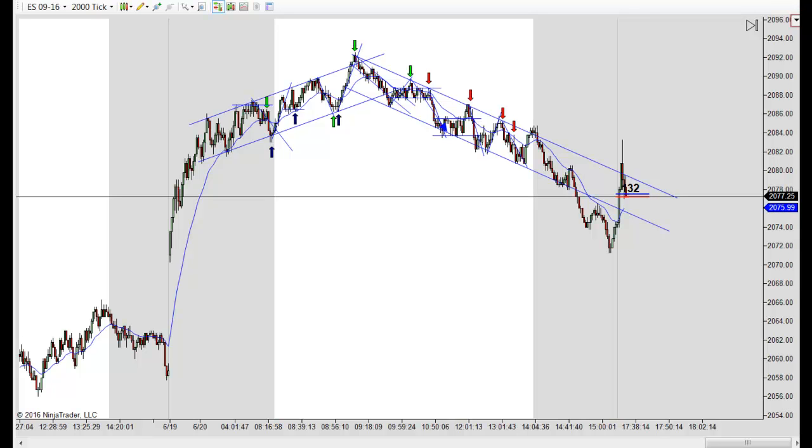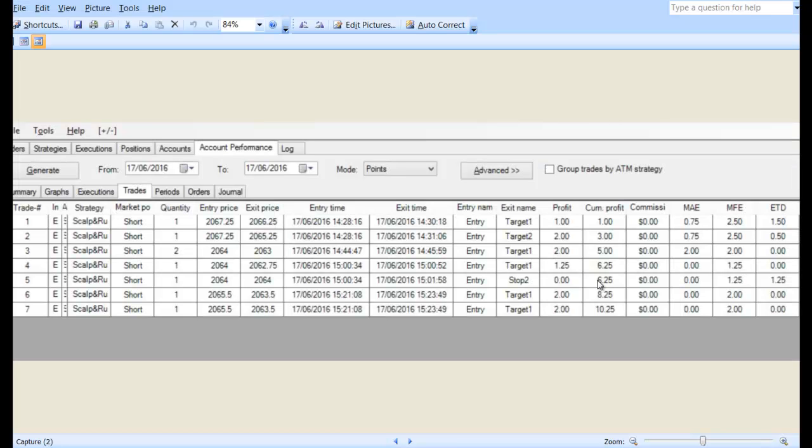Let's just look at his. We'll open up his performance here, since he says it's okay to show it. There we go. I think it's about to open here. I'm going to pause this while it's opening. Okay, here we go. He did cover his account number up there, so that's good. Looks like his cumulative profit, 10.25 points.